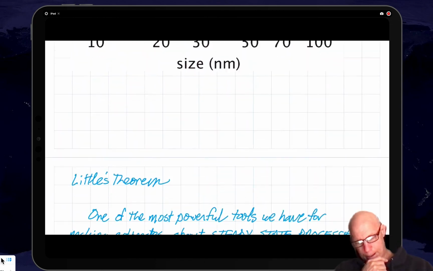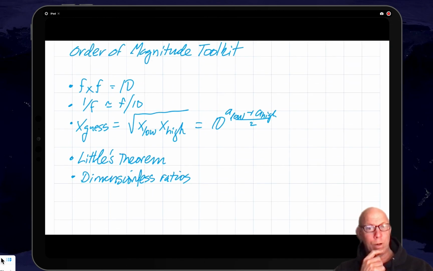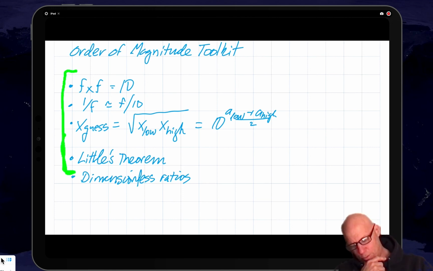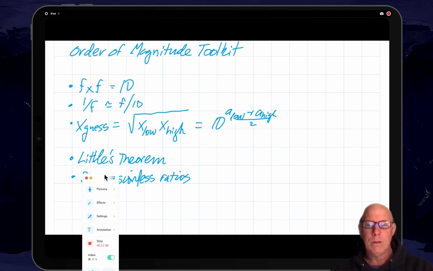So just to recap, I had various ideas about an order of magnitude toolkit, and what you can see here is that we explored these few, and I left for later the notion of dimensionless ratios, which is another very powerful tool in this whole discussion.